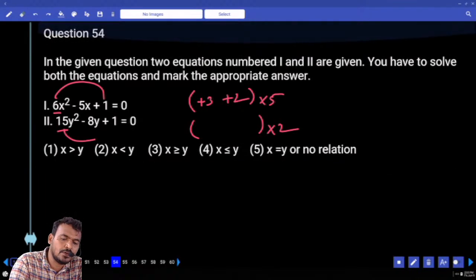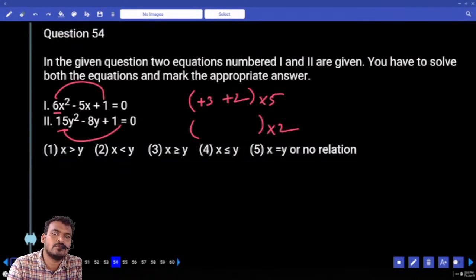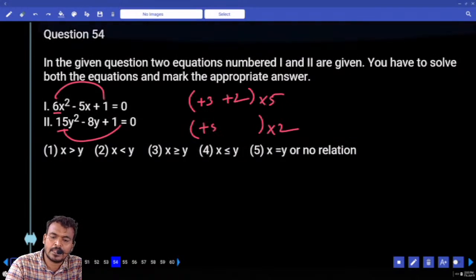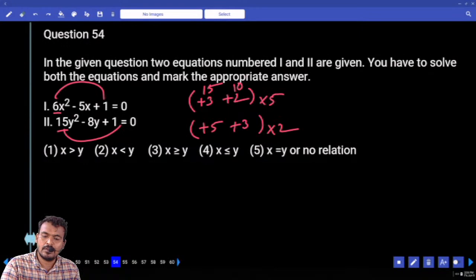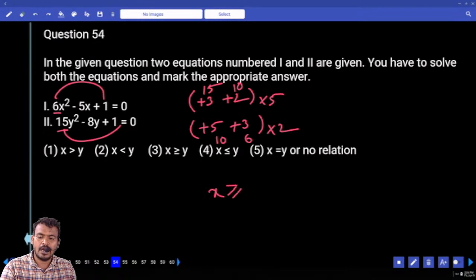Second one, 15 into 1, 15. Means 5 into 3, or not. 1 is plus 5. Another one plus 3, or not. Okay. And 5 into 3, first one 15. 5 into 2, 10. Second one 10 and 6. What is the answer? X is greater than or equal to y.